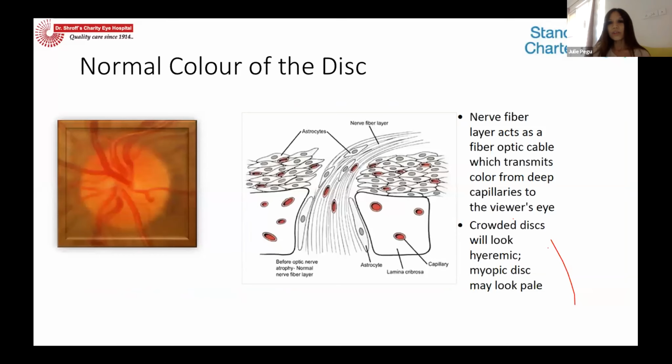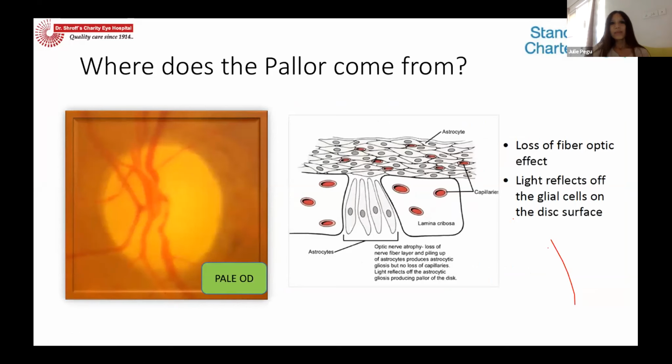Now coming to the non-glaucomatous optic atrophy, you may ask what is the normal color of the disc. The normal color of the disc is usually a salmon pink, and it appears like that because the nerve fiber layer acts as a fiber optic cable which transmits the color from the deep capillaries to the viewer's eye. So a crowded optic disc will look more hyperemic than the myopic disc, which may look pale. So where does the pallor come from? Whenever you have optic atrophy, the axons die. So they are replaced by the glial cells on the disc surface, which do not reflect light, and that is why you see this pale color.